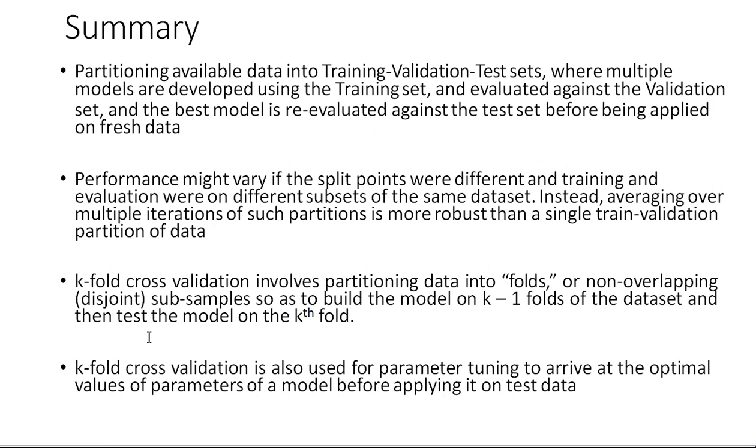Now let us see the summary of what we looked into. Partitioning the available data into training, testing and validation data sets, performance might vary if the split points were different and training and evaluation were on different subsets of the same data set. So instead, averaging over multiple iterations of such partitions is better than a single train-validation partition of the data. So why do we use k-fold cross-validation? It's used for parameter tuning, to arrive at the optimal values of parameters of a model before applying it on the test data. So these are the cross-validation techniques and partitioning techniques. Thank you.